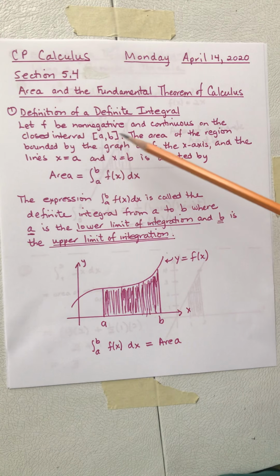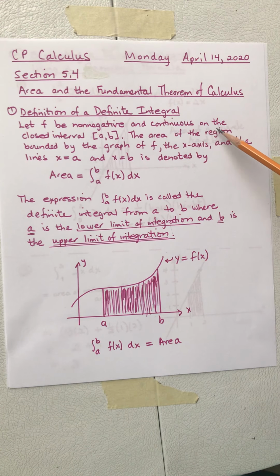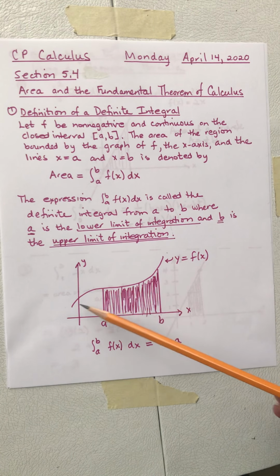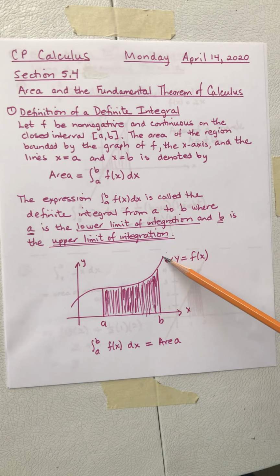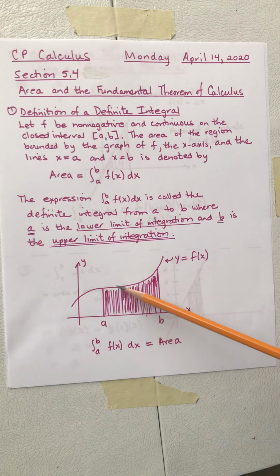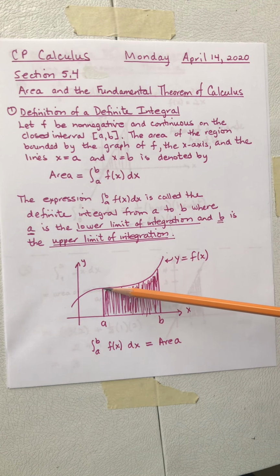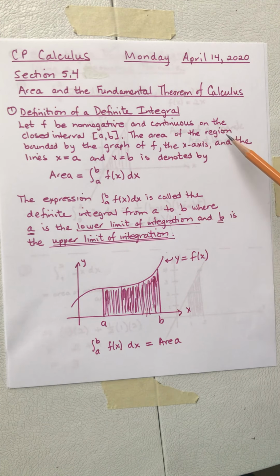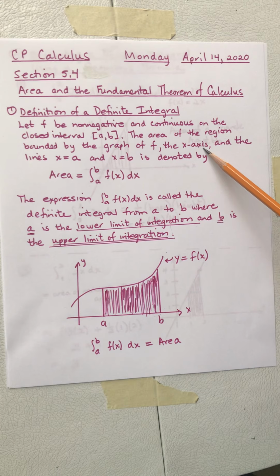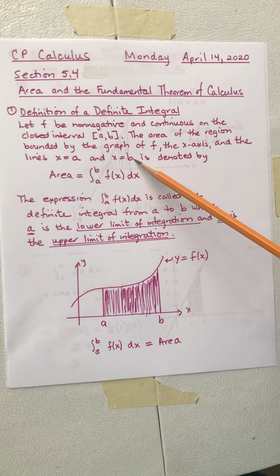So let f be non-negative and continuous on the closed interval [a, b]. So here's the function f. It's non-negative because it's above the x-axis, and it's continuous from a to b. Actually, in my picture, it's continuous the whole way that I've drawn it, but we're specifically looking at from a to b. There are no breaks in the graph, there are no asymptotes, there are no holes, there are no jump discontinuities. It's continuous. Okay. The area of the region bounded by the graph of f and the x-axis and the lines x equals a and x equals b.